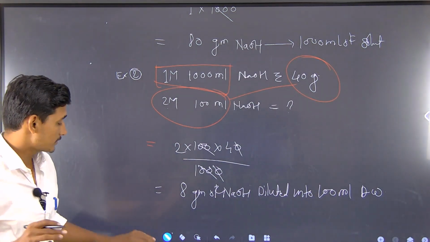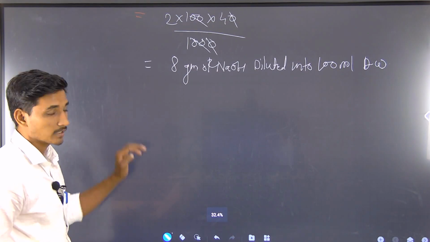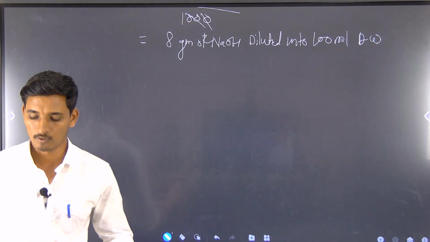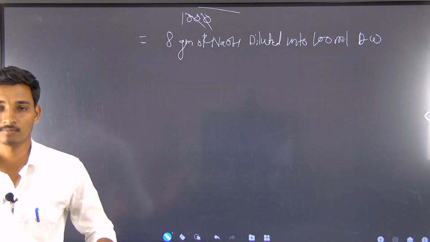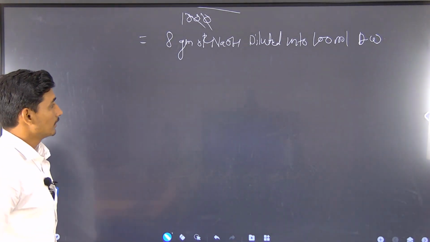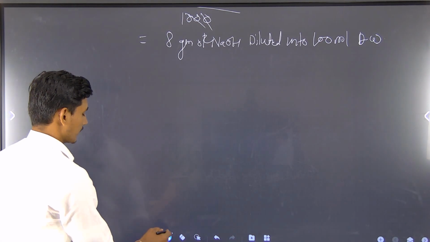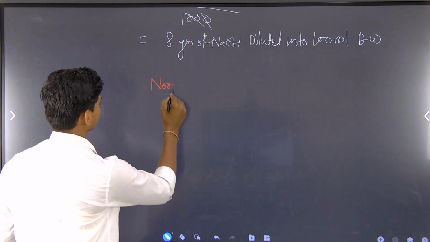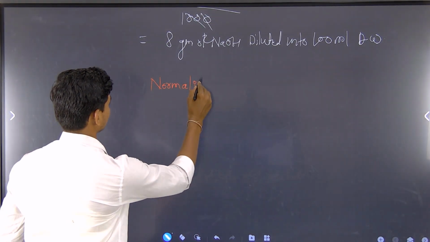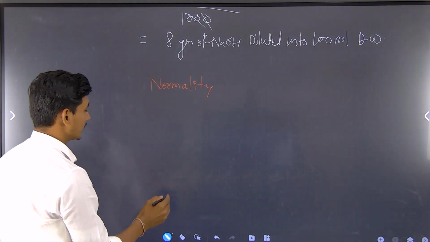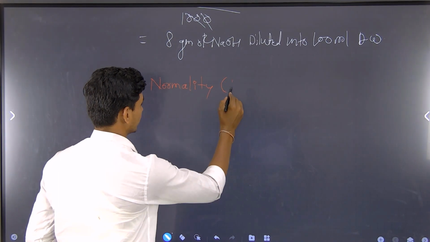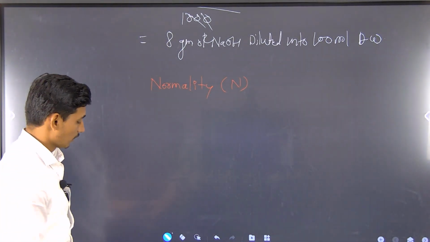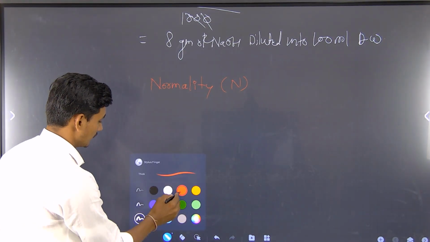So the next concentration term is normality. How to prepare, what is the normality, and how to find normal solutions with different chemicals or chemical compounds. The second point is normality. This normality is generally denoted by capital N. So we have to find the normality in the best way.